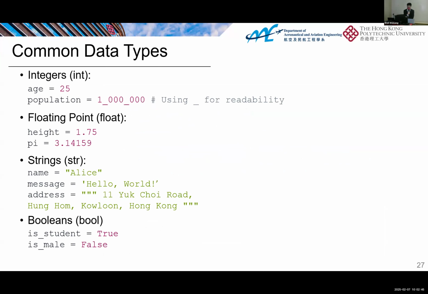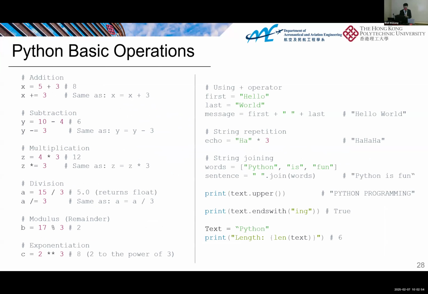Some common data types are integers, floating point numbers, strings, and booleans. And Python basic operations, for example addition, like a number plus another number. Then subtraction, multiplication, division, modulus, and exponentiation. Very interesting, this one is for exponentiation, and this one calculates the modulus, the remainder.